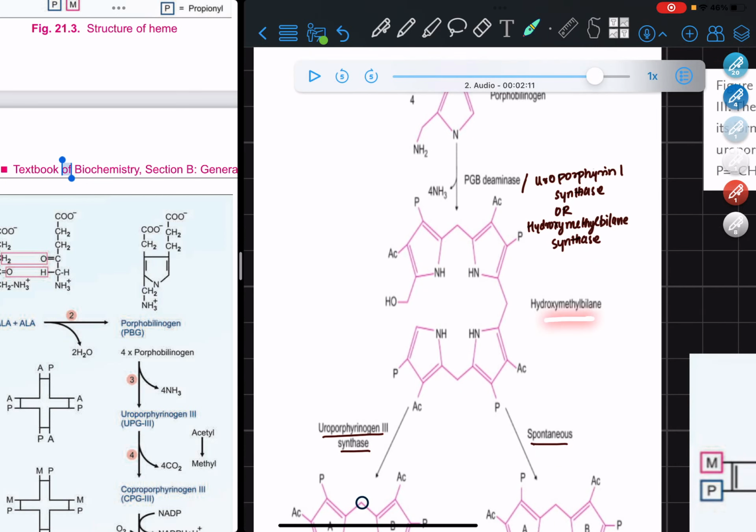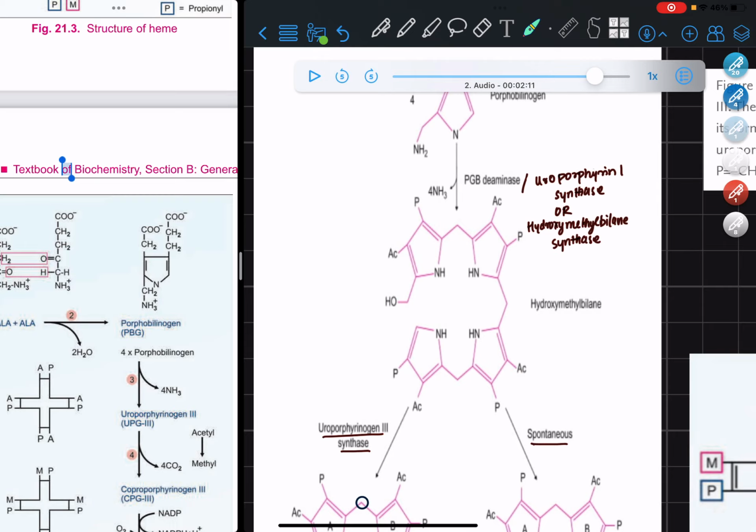Now if you see hydroxymethylbilane, it's not a cyclic structure. I mean, here there is nothing to join it, right? It is still to be formed. So it's a linear tetrapyrrole because we see 4 pyrrole rings. So it's a linear tetrapyrrole.